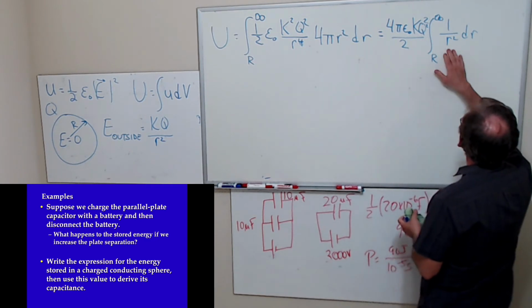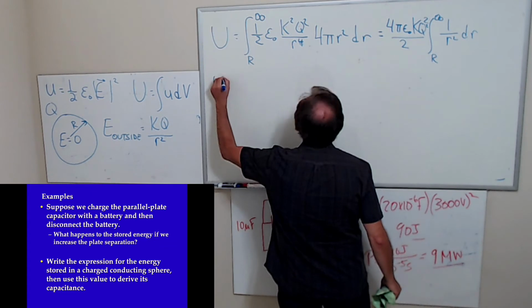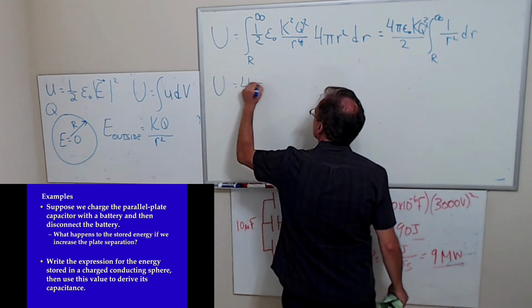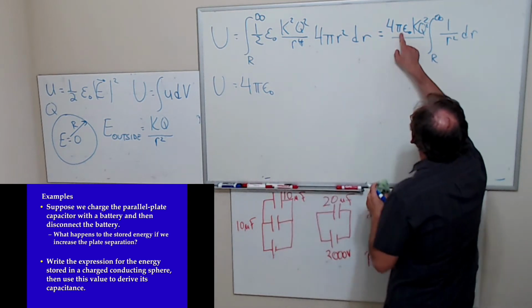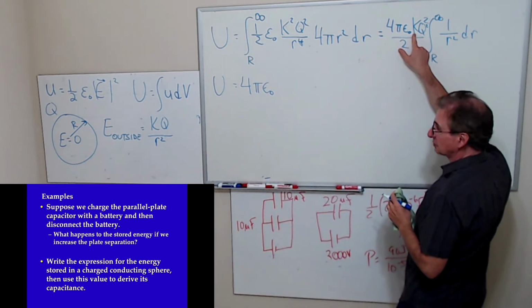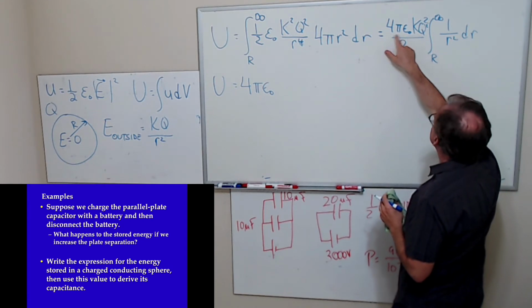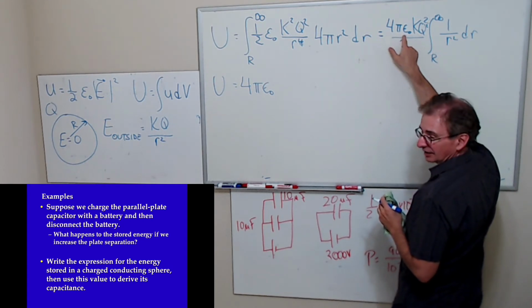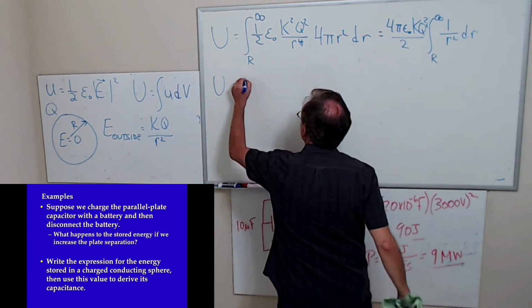So I just have to integrate 1 over r squared. That's easy, right? Look, 4 pi epsilon naught times k squared. Isn't that just k? Because this is 1 over k, correct? So let me get rid of one of those k's. There are too many k's.